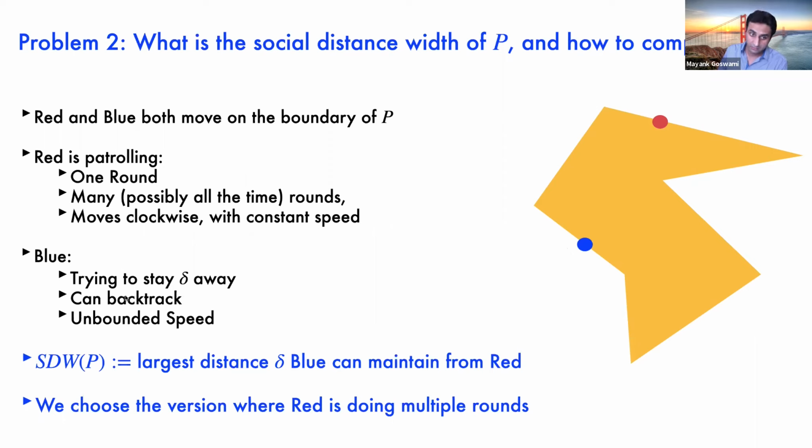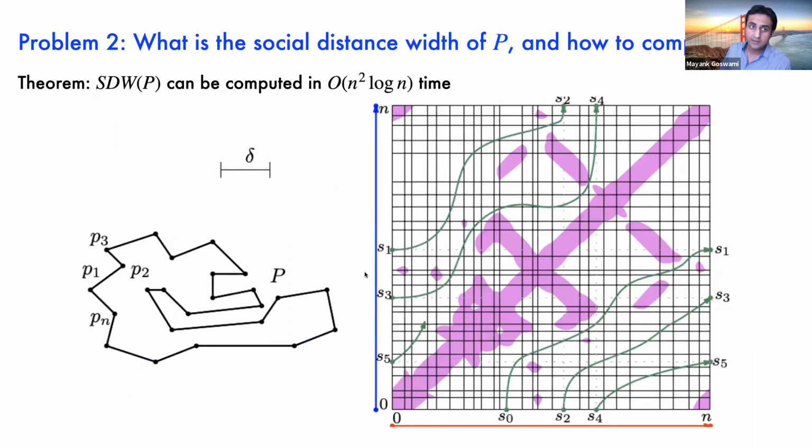As soon as I say stay delta away, you can again ask, well, Euclidean or geodesic? You can define the Euclidean or the geodesic social distancing width of a polygon to be the largest Euclidean or geodesic distance delta that blue can maintain from the red who is going clockwise around the boundary of the polygon. We choose the version where red is doing multiple rounds because that's slightly harder, and we can also solve the version where it's doing one round. For this version, we show that the social distancing width can be computed in roughly quadratic time.